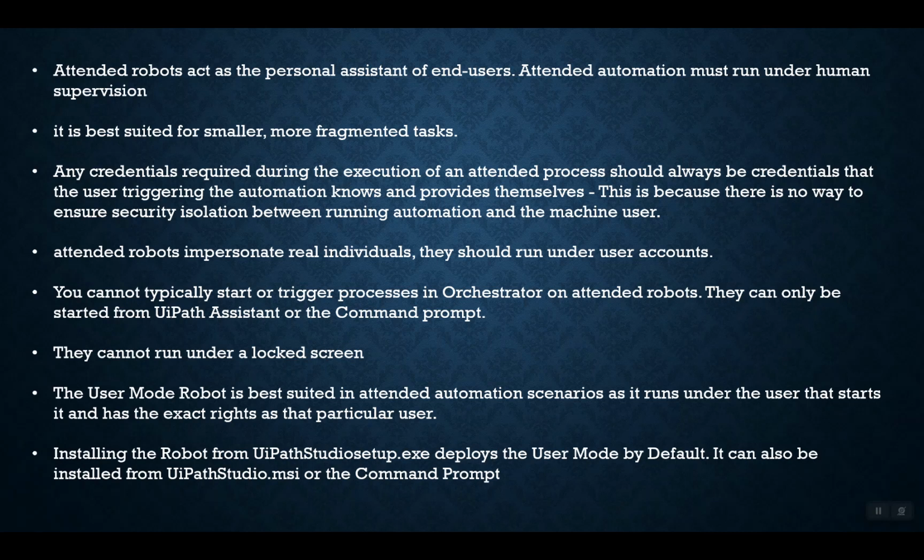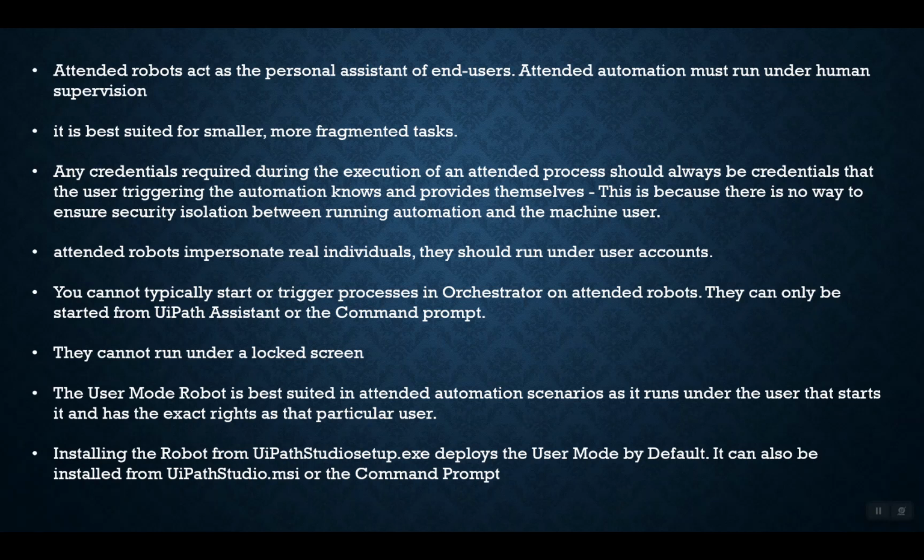Okay. And there is something called user mode robot, and this is best suited for attended automation scenarios, guys, because it will run under the user that starts it and has the exact rights as the particular user. Like I told you the Outlook example previously. So that robot will basically have the exact access as I am having, because it is basically using my credentials indirectly, right? So there is something called user mode robot, and this is best suited in attended automation scenarios.